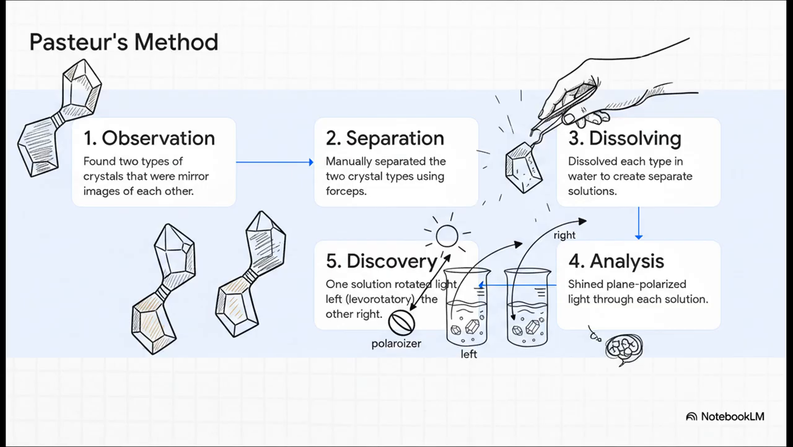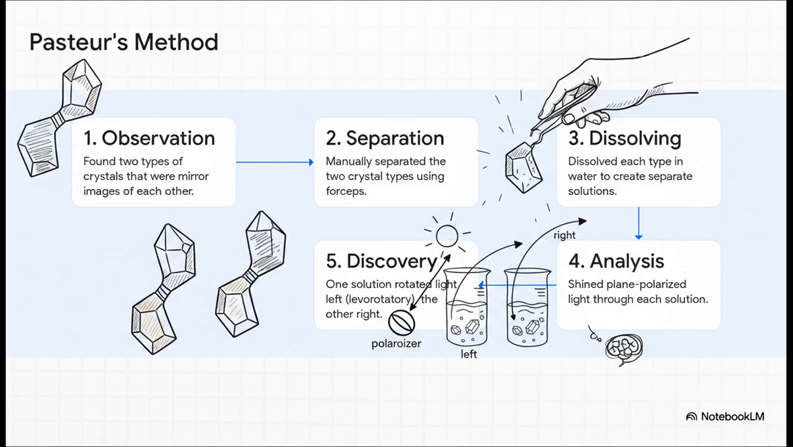He realized there weren't one, but two types of crystals, and each one was a perfect mirror image of the other. So with what must have been just incredible patience, he sat down with a pair of tweezers and physically separated the left-handed crystals from the right-handed ones, one by one, into two piles. Then he dissolved each pile in water and shined a special kind of filtered light through each solution. And what he found was incredible.